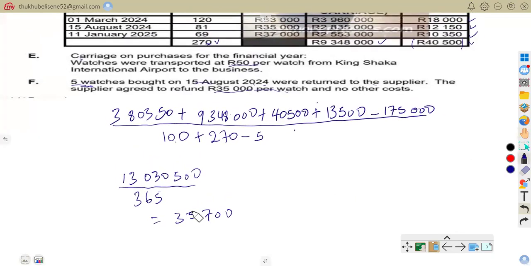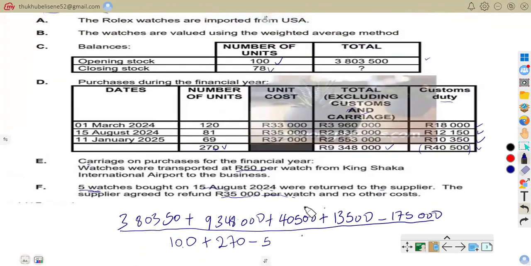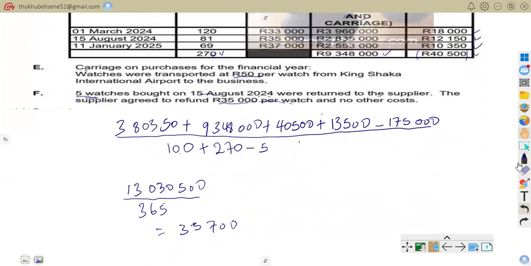So we know the number of units of closing stock. How many? They are 78. One would want to see where is that. So here is our 78 units of closing stock, but we don't know the value of our closing stock. So this amount, we are going to multiply it by 78, and it will give us 2,784,600. So this is our value of closing stock.